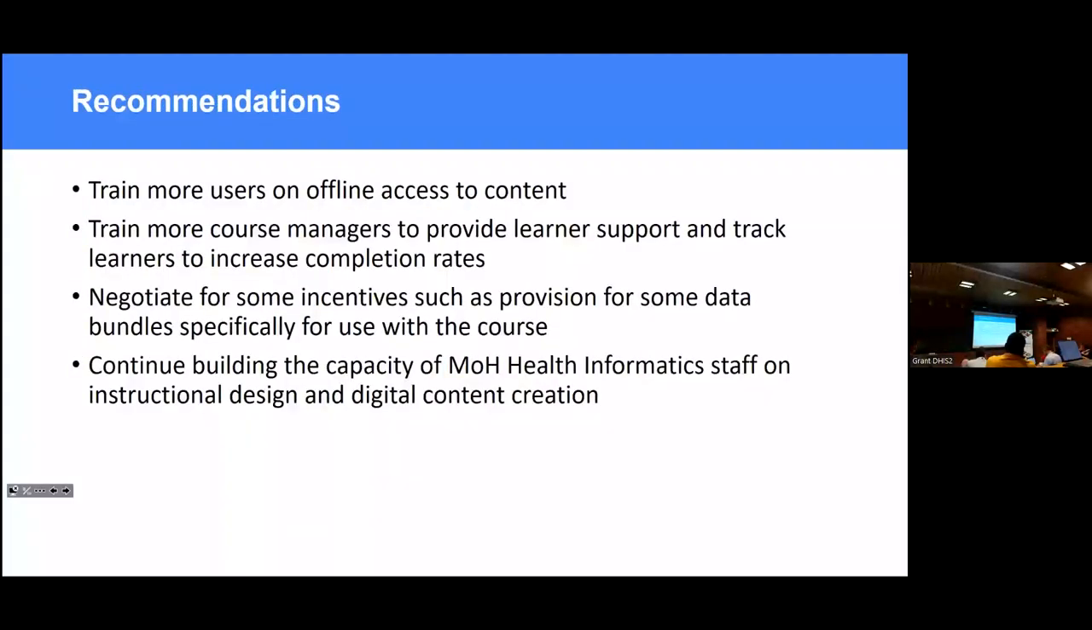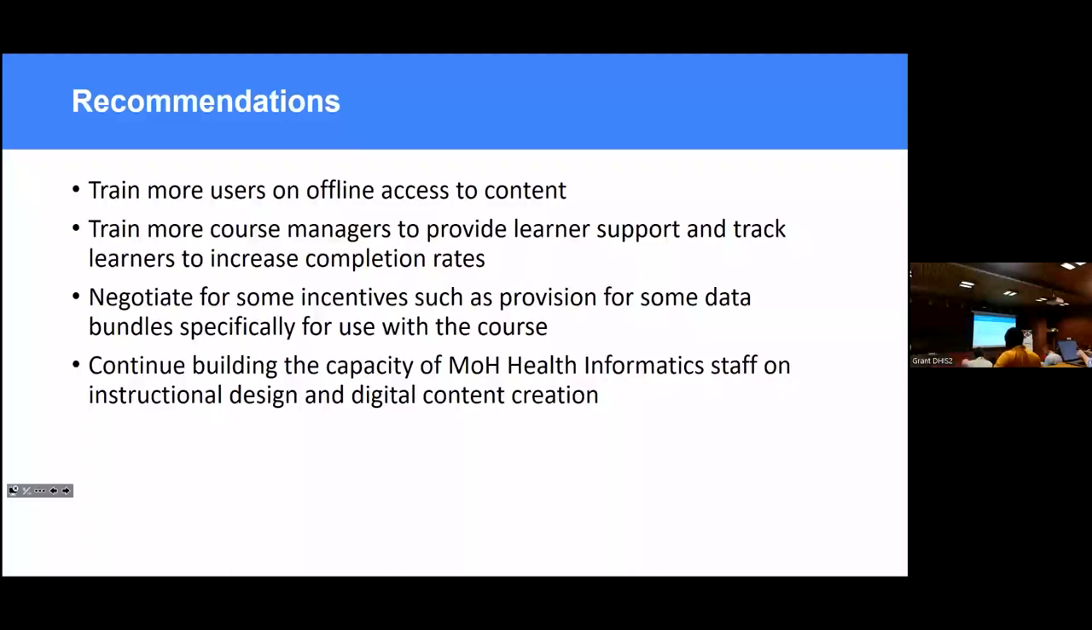So we have recommendations that you can take up from our end, because from the challenges that we've already seen, and some of these we have already started. And number one, we are trying to promote offline access of the content. And this one works well with Moodle mobile app. We didn't mention that the platform that we are using is open source, which is Moodle. And therefore, for synchronous learning, we use BigBlueButton, which is also open source.